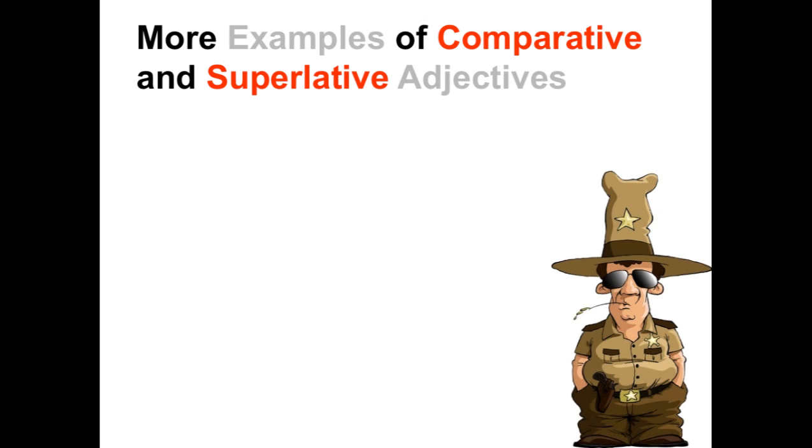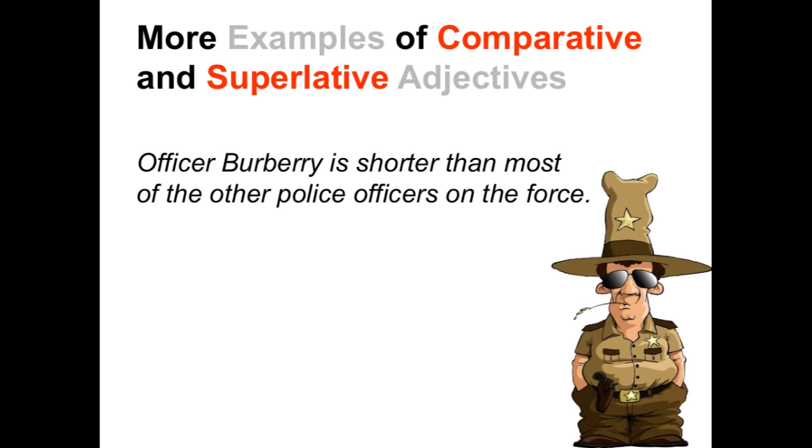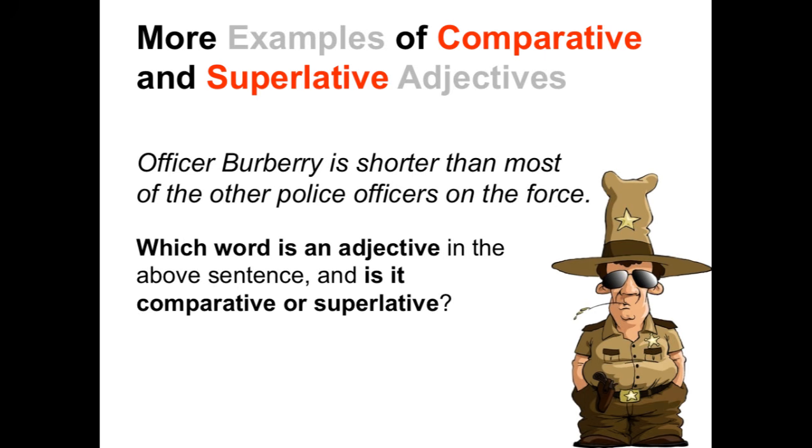Here's some examples of sentences using either comparative or superlative adjectives. Officer Burberry is shorter than most of the other police officers on the force. Which word in this sentence is an adjective, and is it a comparative or superlative adjective? The adjective in this sentence is shorter, and it's a comparative adjective. It is comparing Officer Burberry's height to all of the other police officers on the force.